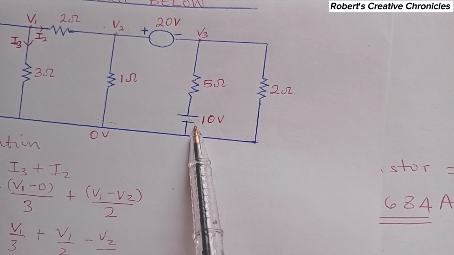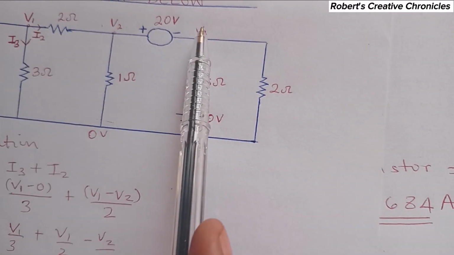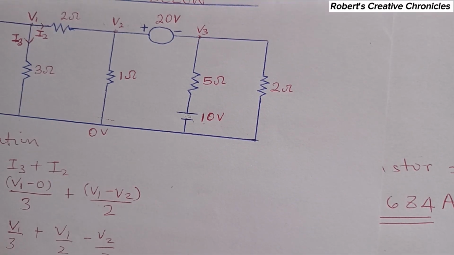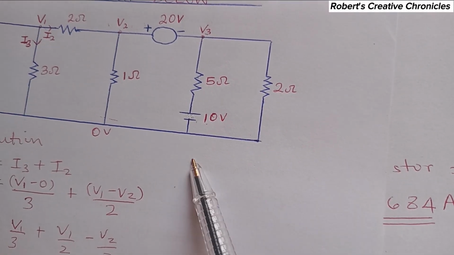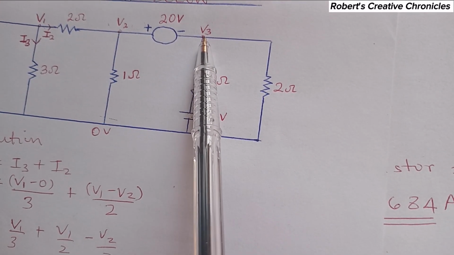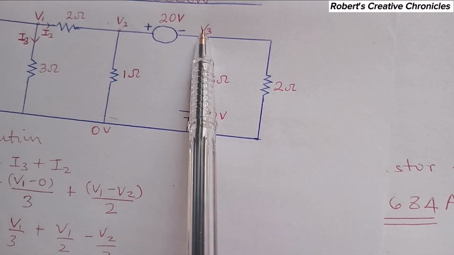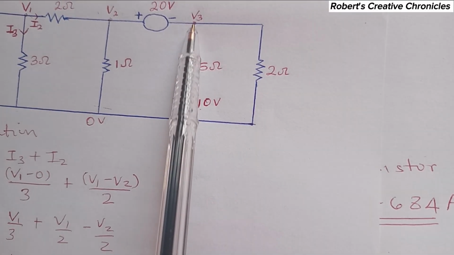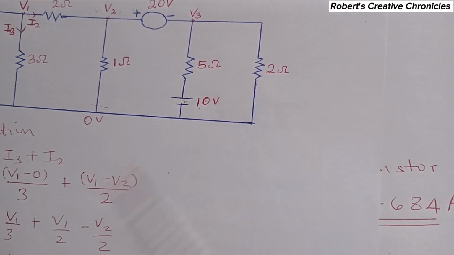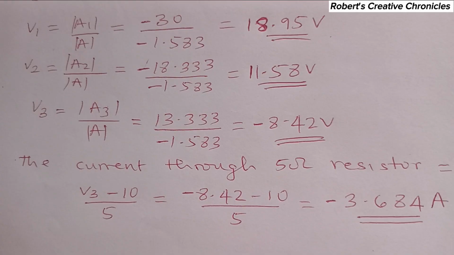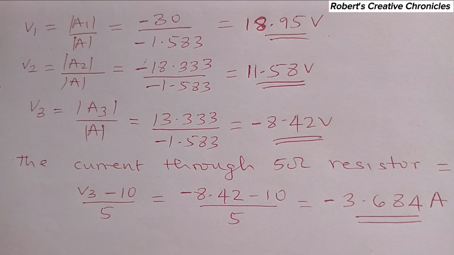That means the higher potential is here, and here will be the lower potential instead. So the negative sign indicates that the current flows towards this node V3, from here upwards, not in the other way. So that's it. I hope you understood this episode.